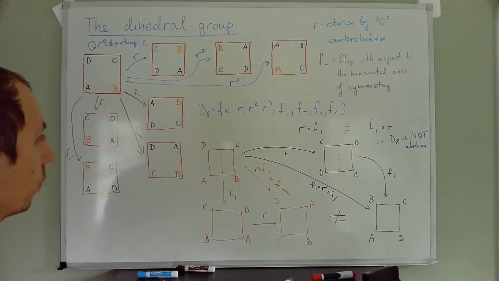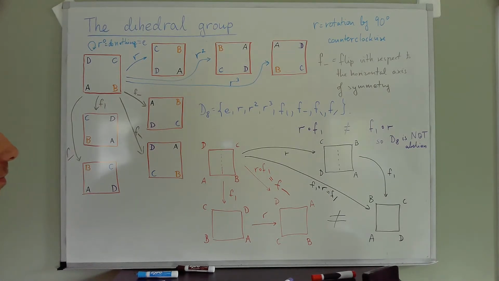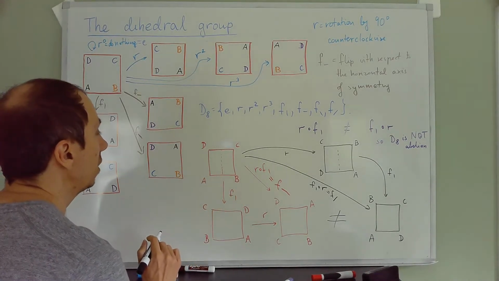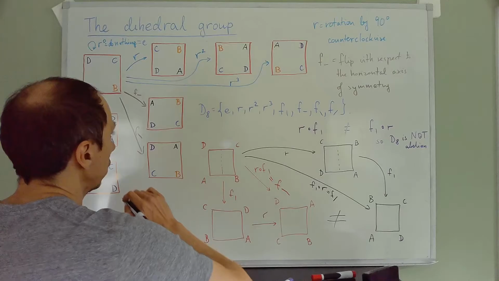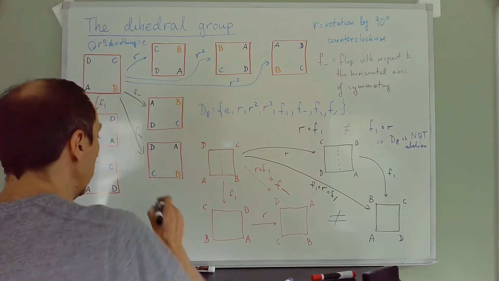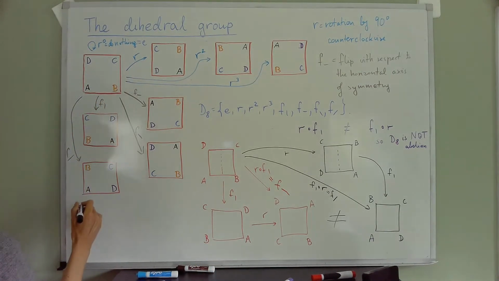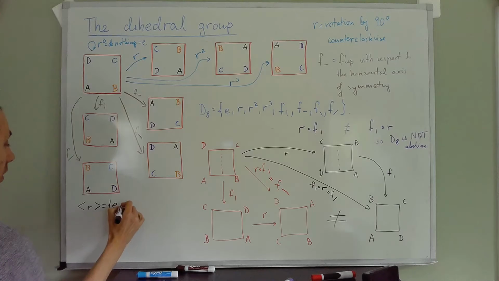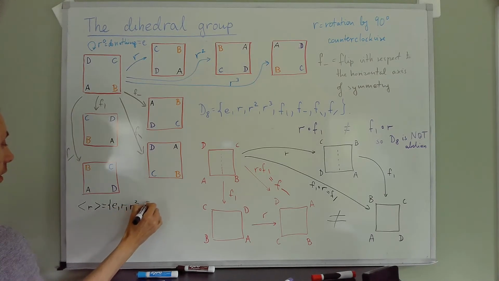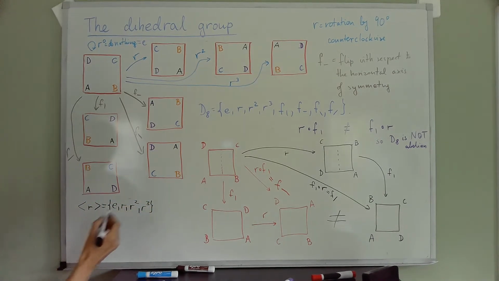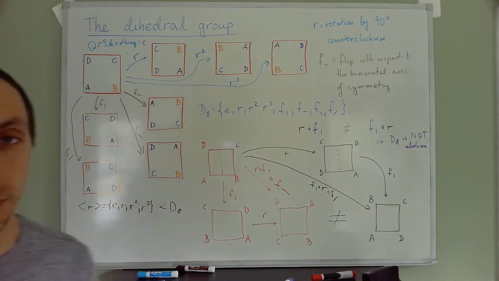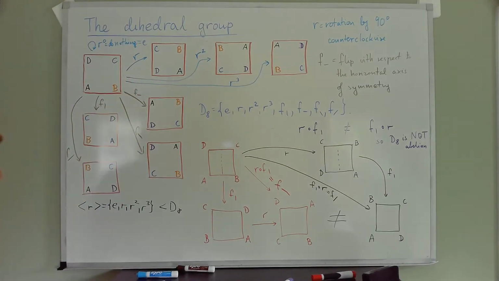Maybe just some other things you might want to think about or consider inside D8. There are actually lots of subgroups you can consider for D8. So I can look at the subgroup generated by R. That is automatically a cyclic subgroup. What does it consist of? All the rotations. So the rotations form a cyclic subgroup of D8.